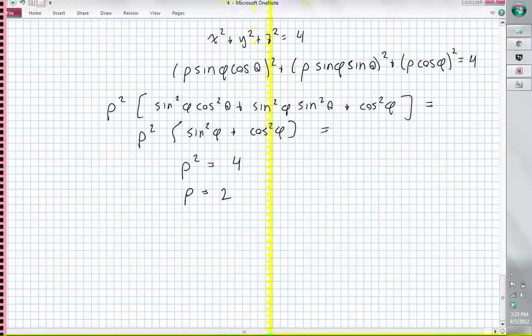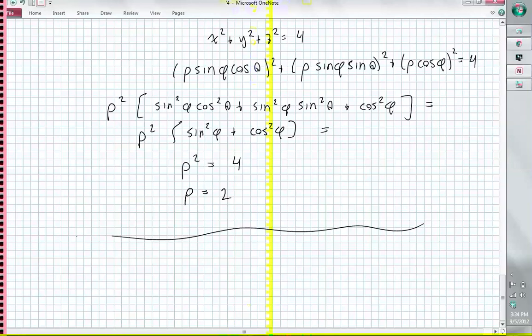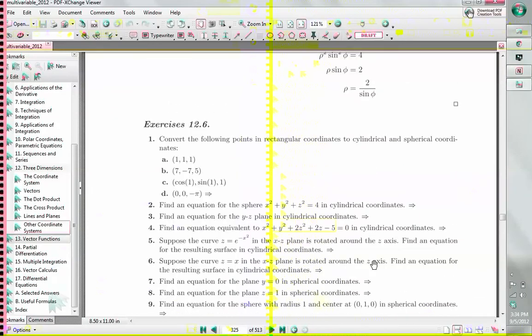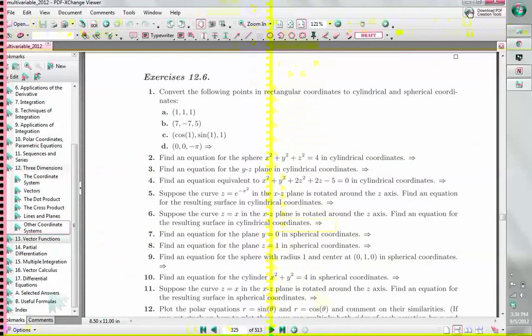Rho equals 2. So in spherical coordinates, the equation of a sphere is quite simple. And that's almost by design. It's kind of the point of spherical coordinates. Other shapes have less clean representations. For example, and I think one of the exercises in the book talks about a plane. Let me see if I can find it here.